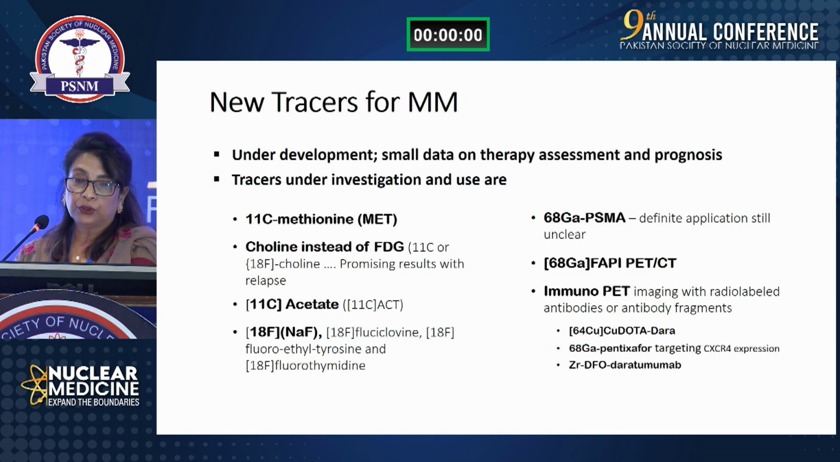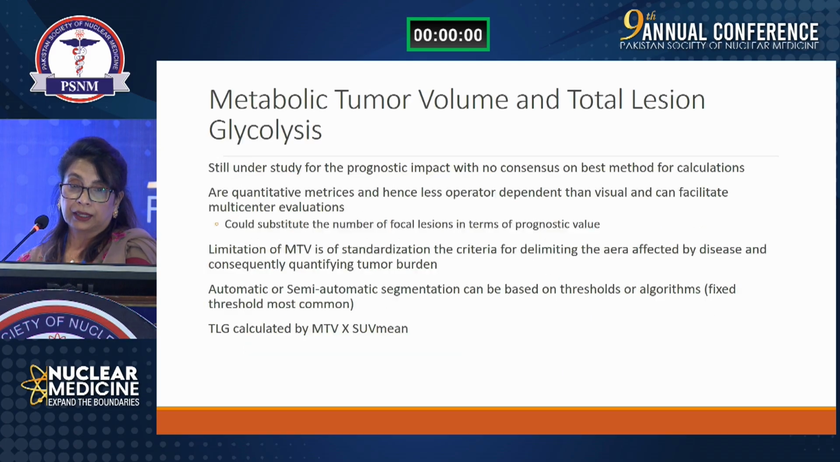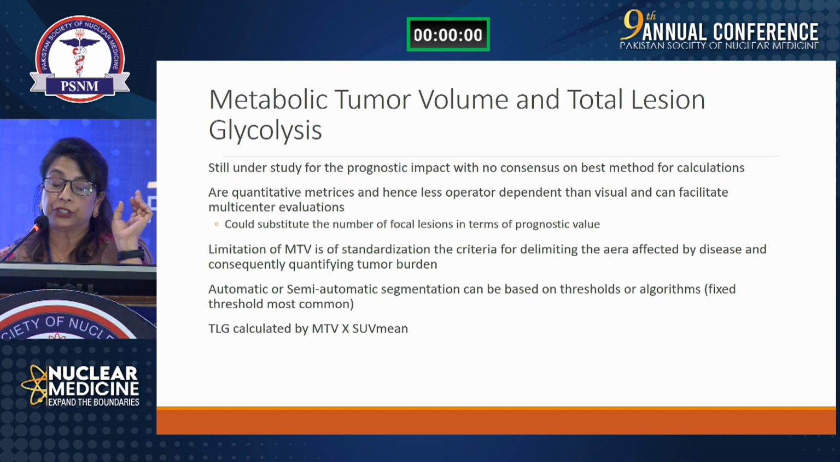So the new tracers for multiple myeloma are also under development, and small data on therapy assessment and prognosis is available. Tracers that have been identified are given here. And of course, there are also the immunoPET agents which are coming up. So lastly, I would just like to talk about the metabolic tumor volume and the total lesion glycolysis, which has been talked about a lot, reported a lot, and is being researched a lot.